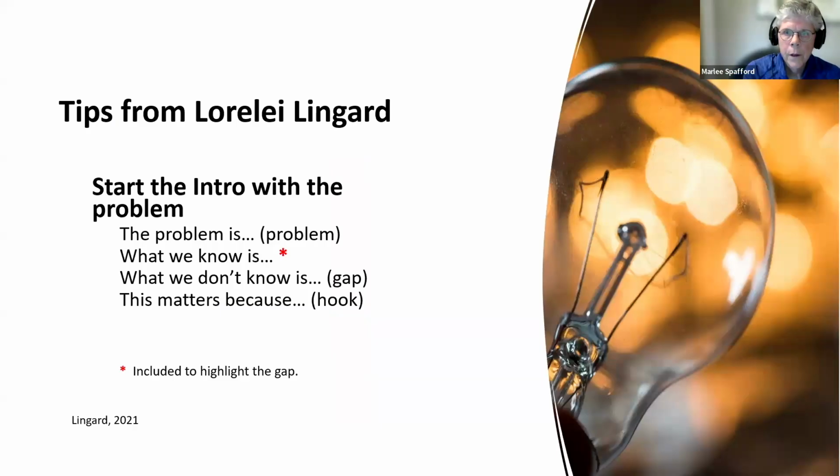So the idea in your introduction, in that first paragraph or two, is to start with the problem. In your draft, before you make it into the nice wording of your article, in your outline, you say, the problem is, and answer that question. What we know is just, here's what we know about this problem. What we don't know is the gap, and this matters because of the hook. If you can answer those, the problem, the gap, and the hook, you've really set yourself up for a powerful article.